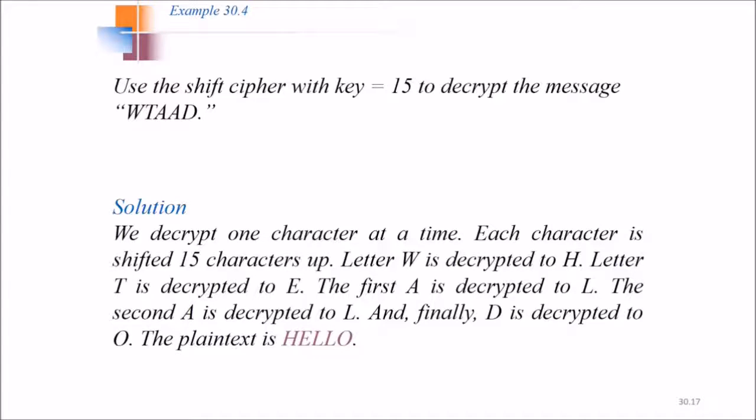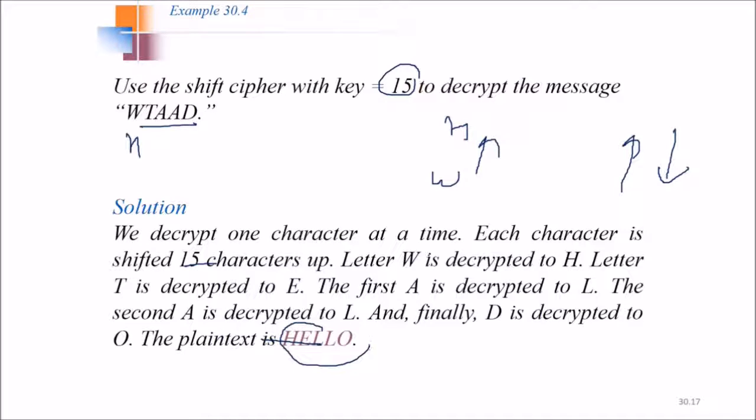How can we use this shift cipher with key 15 to decrypt WTAAD? The situation is just reversed. We will decrypt one letter at a time. Earlier we shifted down, so each character is now shifted 15 characters up. W will be shifted up 15 characters and we get H. Likewise for the others. So by shifting upwards 15 alphabets, you get hello.